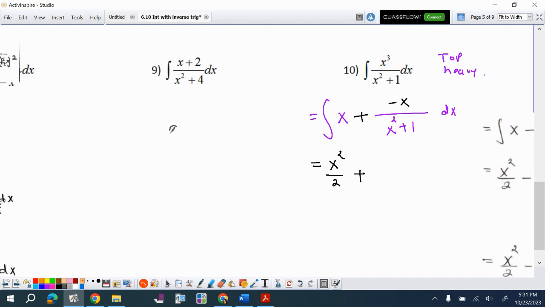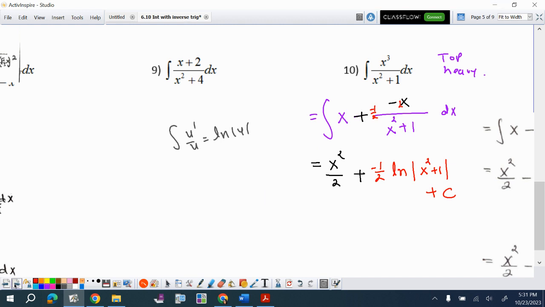Remember I said u prime over u is ln u. So let's take a look here. The derivative of x square is 2x. So I can fix it. Negative half. So negative 1 half ln x square plus 1 and c. So that will be your number 10.